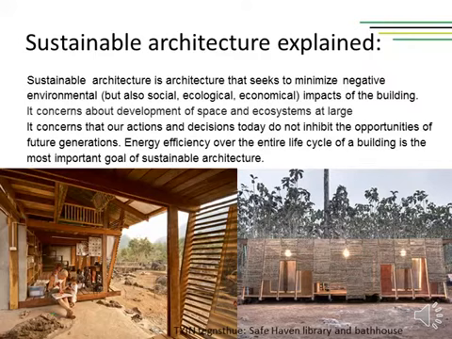Sustainable architecture, explained according to Wikipedia, is architecture that seeks to minimize negative environmental but also social, ecological and economical impacts of the building. It concerns the development of space and ecosystems at large. It also concerns that our actions and decisions today do not inhibit the opportunities of future generations. Energy efficiency over the entire life cycle of a building is the most important goal of sustainable architecture. On the pictures below we can see Tin Tegenstue. This is a Norwegian architecture office and they build these buildings in Thailand.